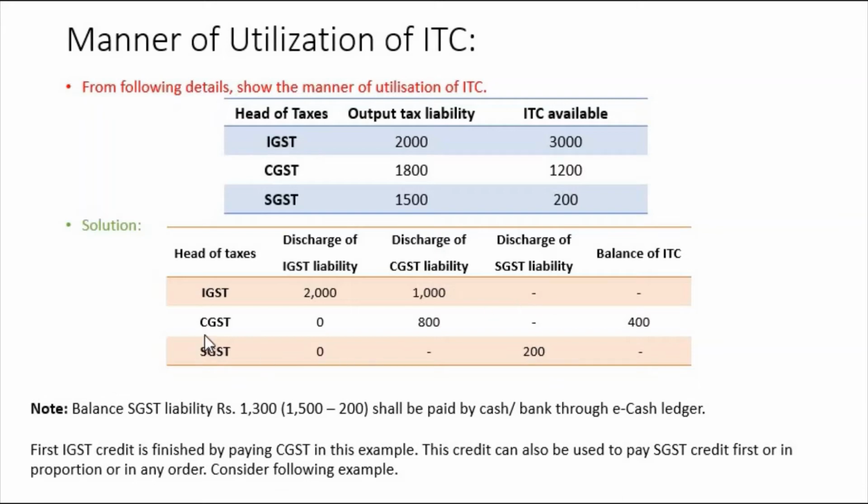Clear? Now CGST, look at the liability 1800. 1800 is the output liability. Out of that 1000 is already paid, and therefore 800 is the liability still pending. Understood?